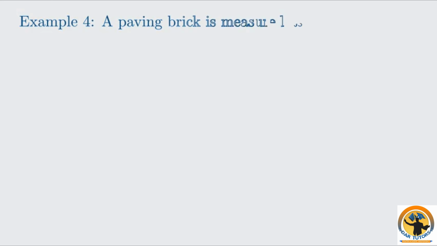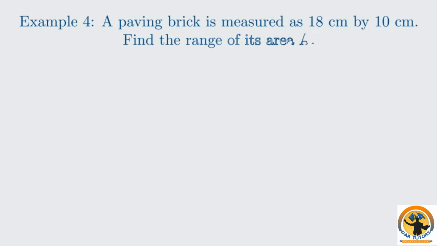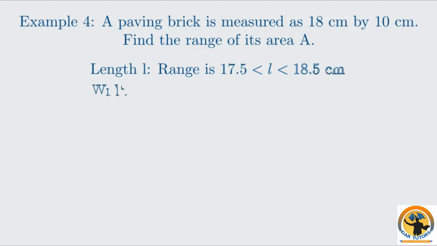Next, let's tackle a more complex calculation, finding the range of an area. This example involves a paving brick. We measure its length as 18 centimeters and its width as 10 centimeters. We need to find the range of its actual area. First step is, as always, to determine the boundary values for each measurement. For both 18 centimeters and 10 centimeters, the accuracy is plus or minus 0.5 centimeters. So, the length's range is from 17.5 to 18.5 centimeters, and the width's range is from 9.5 to 10.5 centimeters.